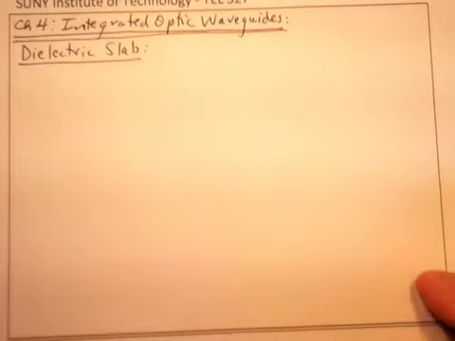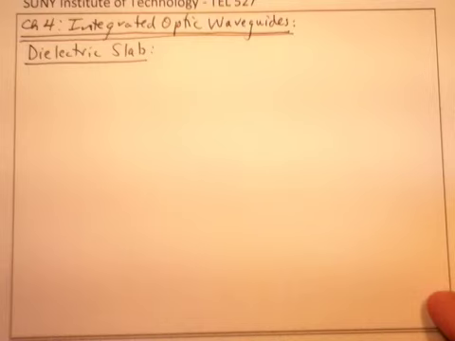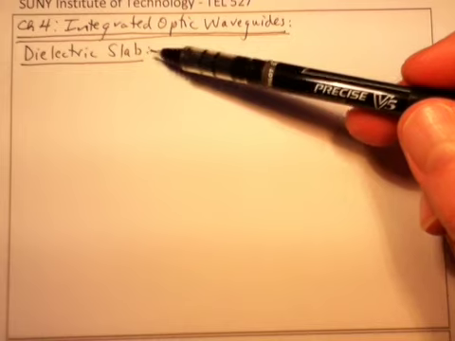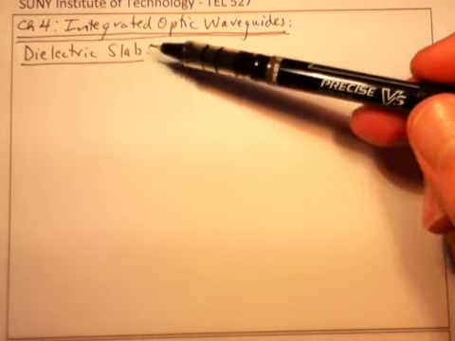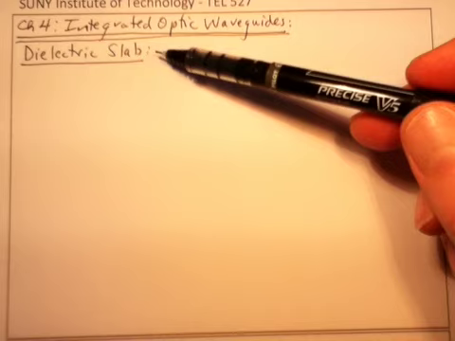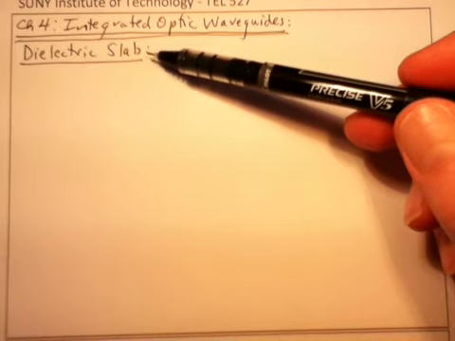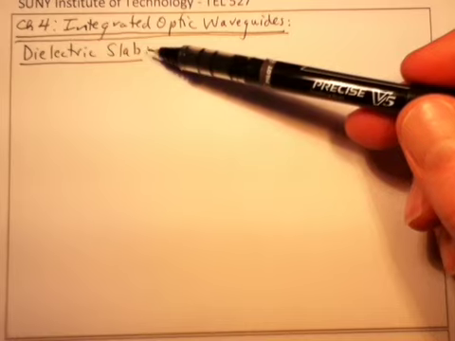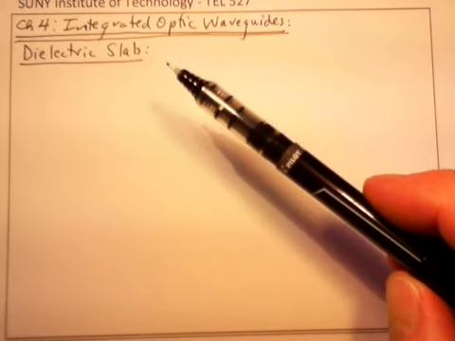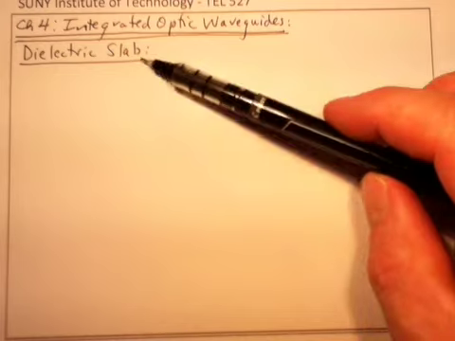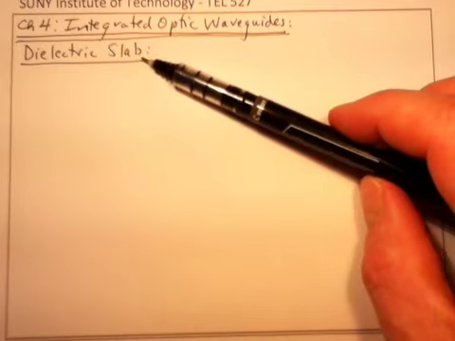Okay, welcome to Chapter 4. This chapter in Pedrotti is entitled Integrated Optic Waveguides, and much of the chapter is concerned with the dielectric slab. A dielectric is a non-conductor and is in general a transparent material, so we can think of either glass or various types of crystals. Various transparent substances are known as dielectrics because in general they don't conduct electricity.